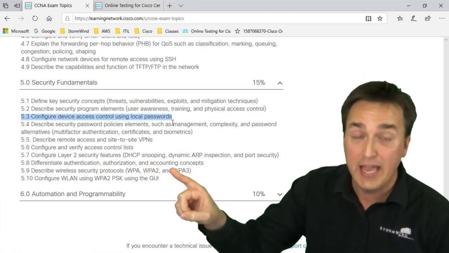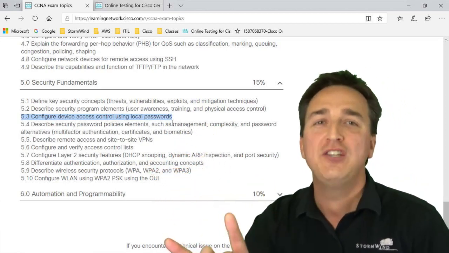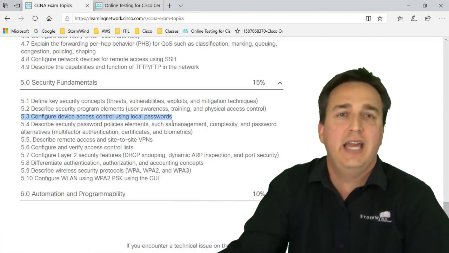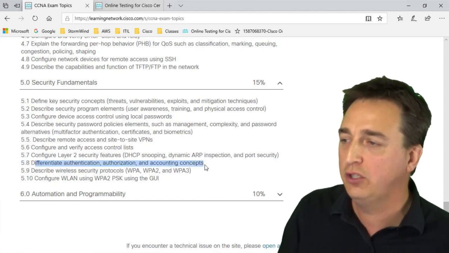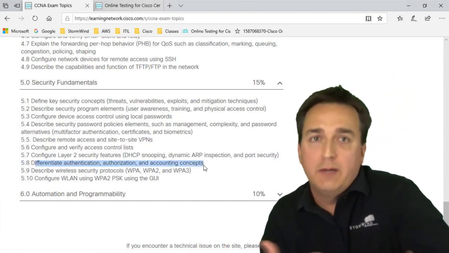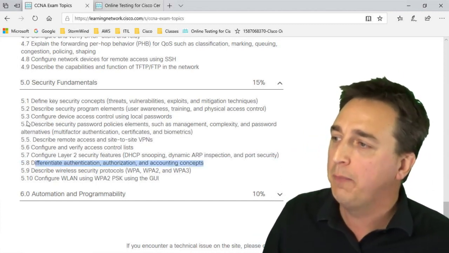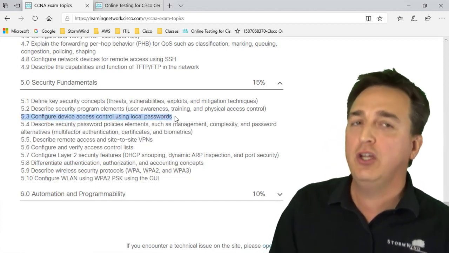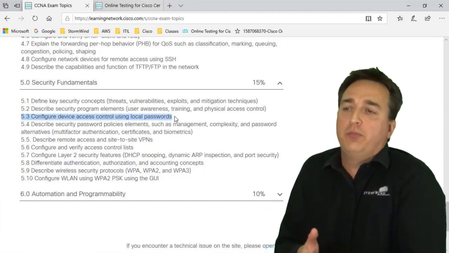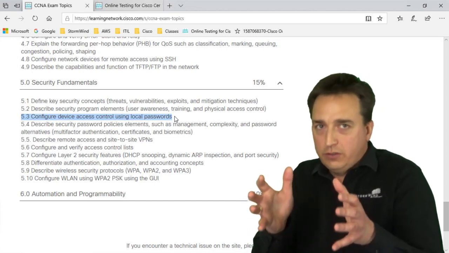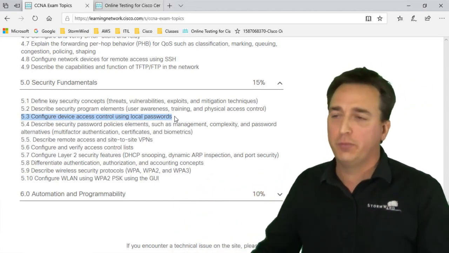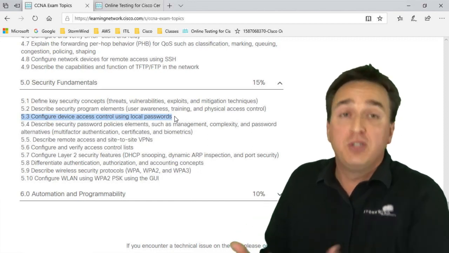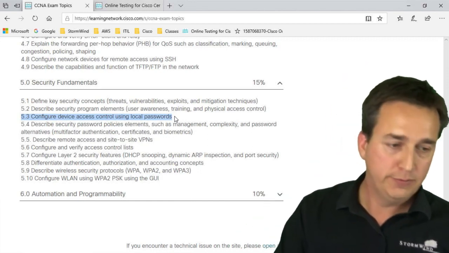Oh, wait, AAA is right here. But it says differentiate between what is authentication, what is authorization, what is accounting. So just be able to describe the three different ones and compare the three together. But up here, this leads you to believe you don't have to know how to configure, verify AAA. I would make sure I can do a AAA configuration or read a AAA configuration when it comes to local password utilization.